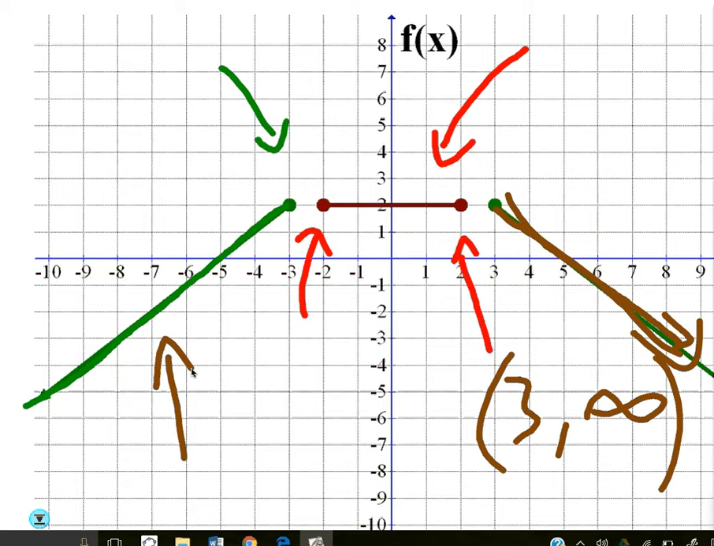So, is this always going to be in terms of x? It's always in terms of x, like the domain and range. It's always in terms of x.